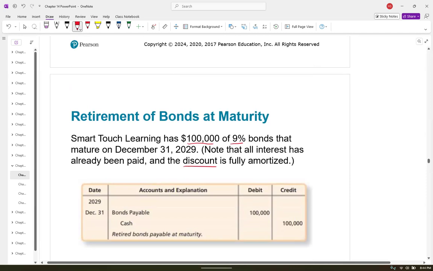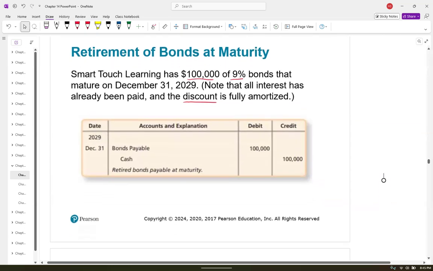And it doesn't matter if it is a bond at face, discount, or premium. If they fully amortize all three of them, this is the exact same entry that will be made for every one of them. This entry won't change. The only time this might change is if they do it before it's fully amortized. Which can happen.